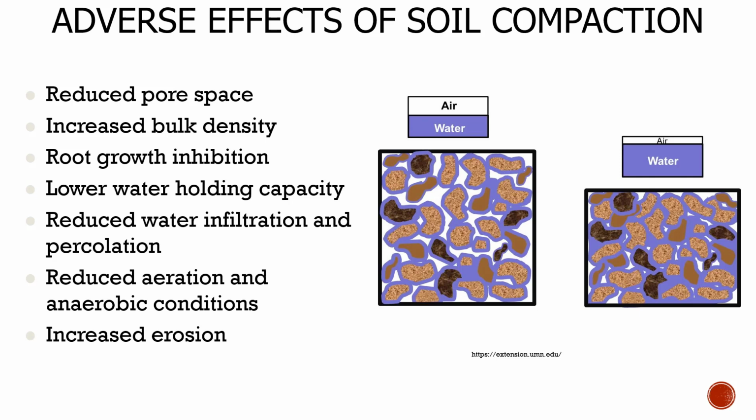So here's compacted soil on the right here. We're going to talk more and more about soil compaction, but it reduces pore space, it increases bulk density, which we will be talking about, root growth inhibition, low water holding capacity, reduced water infiltration and percolation, reduced aeration and anaerobic conditions, and increased erosion.